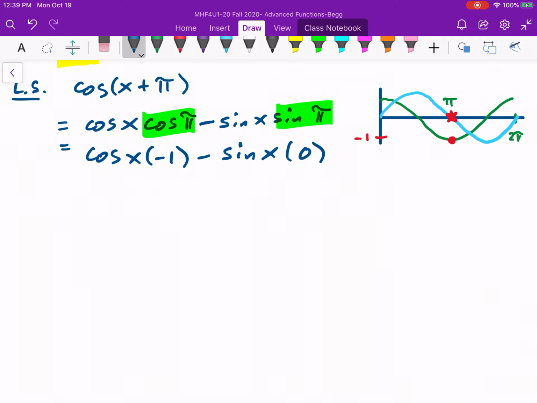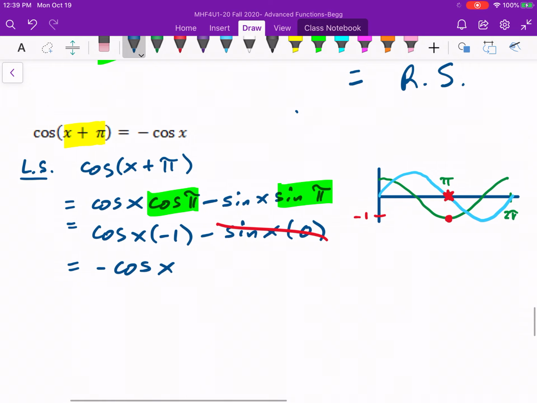And if sine pi equals 0, that means that this whole term goes away, because 0 times anything is 0. All I'm left with is cos x times -1, which is the same as negative cos x, which is what we were asked to prove. And that is it. We're done there.